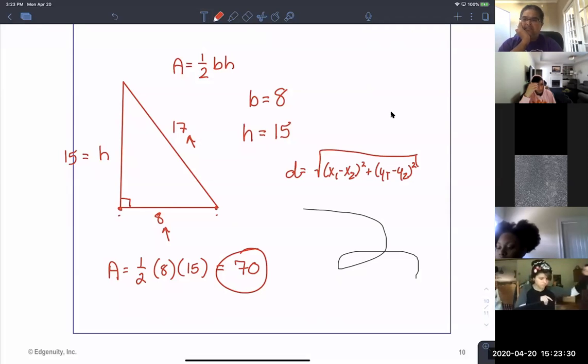Any questions? Okay. All right, well, finish up. This section should be a lot easier than circles because it's just a bunch of formula problems.